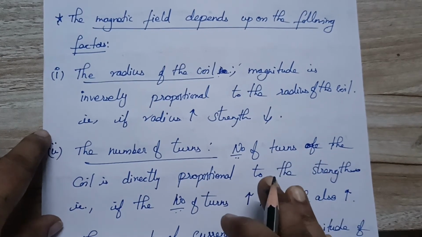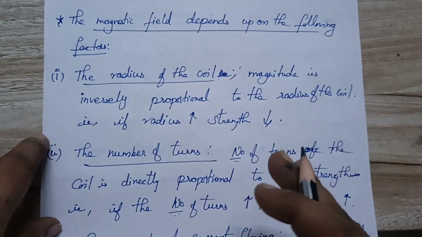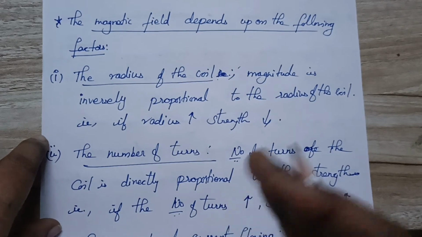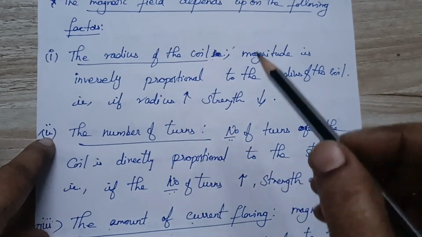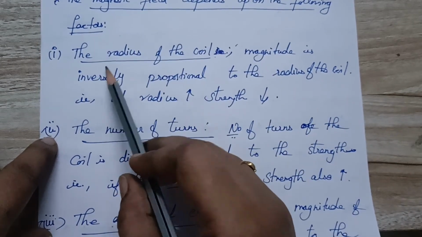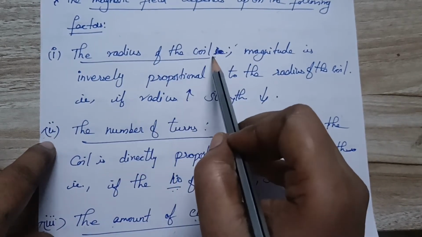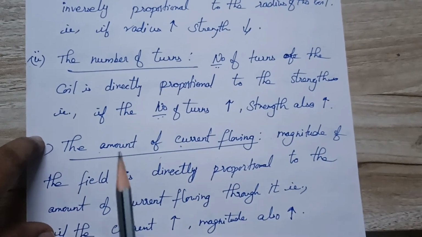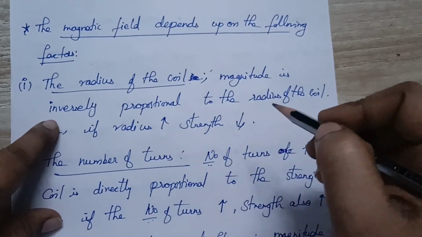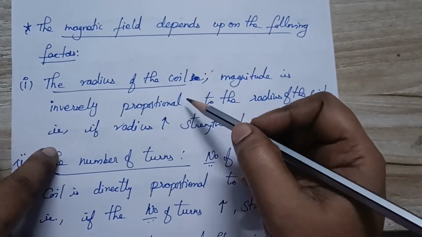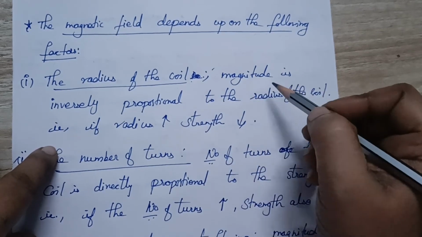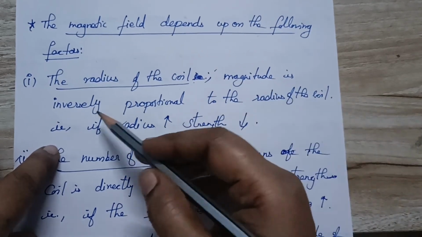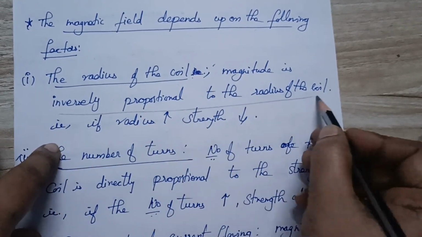Now we will discuss the magnetic field strength. The magnitude of the magnetic field due to current in a circular loop depends upon various factors: the radius of the coil, the number of turns, and the amount of current flowing through it. If the radius of the coil increases, then the strength decreases. The magnitude is inversely proportional to the radius of the coil.